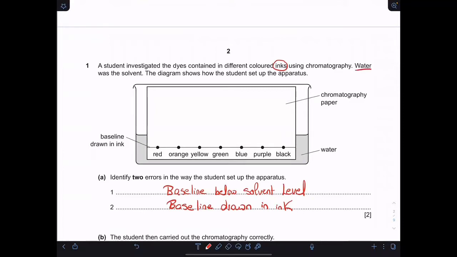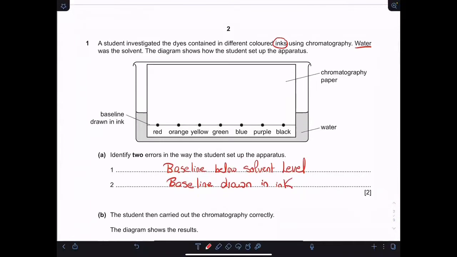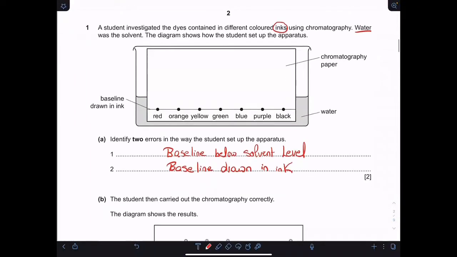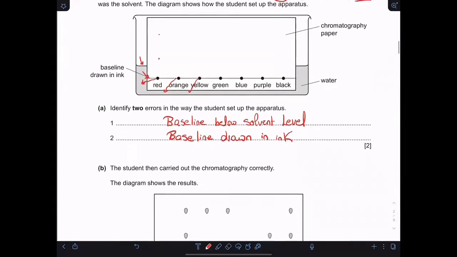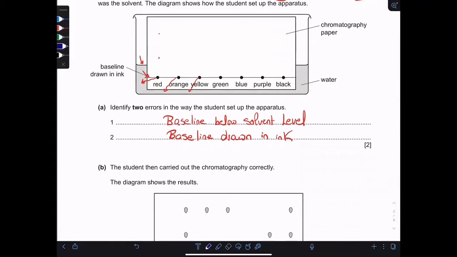Water was the solvent. And then he shows you how the student set up the apparatus, and he wants two errors. Of course, the first error is that the solvent line is above the baseline. This means that the samples will dissolve in the beaker, not on the chromatography paper. Meaning they will not appear on the paper, they will dissolve in the beaker. So this is the first mistake.